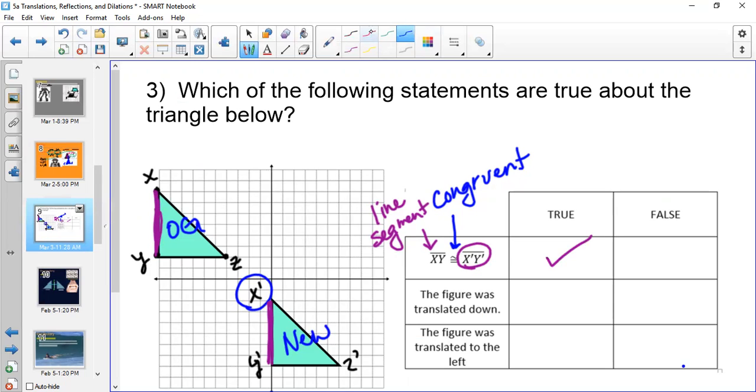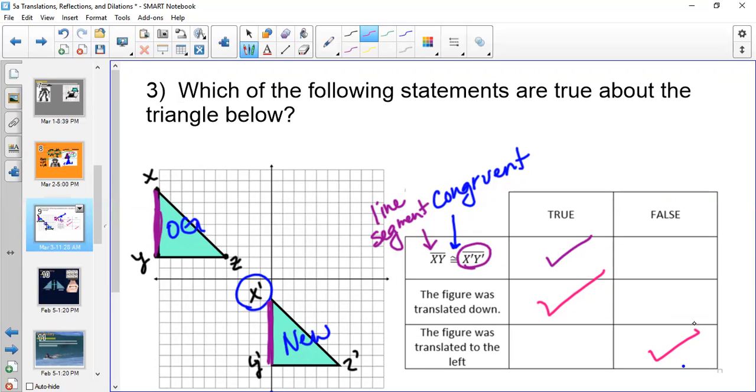Okay, next question. It says, was our original translated down? Yes, it was actually translated down and right. Was it translated to the left? We just said it was down and right, so that one would be false.